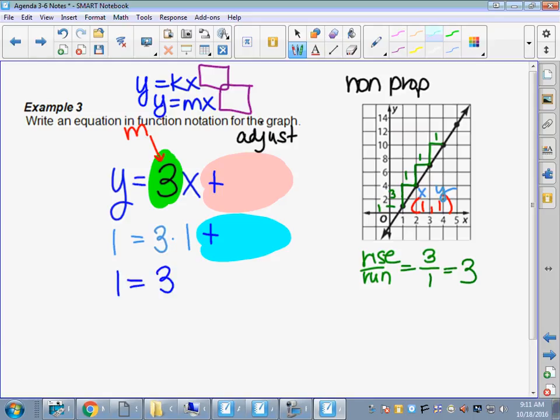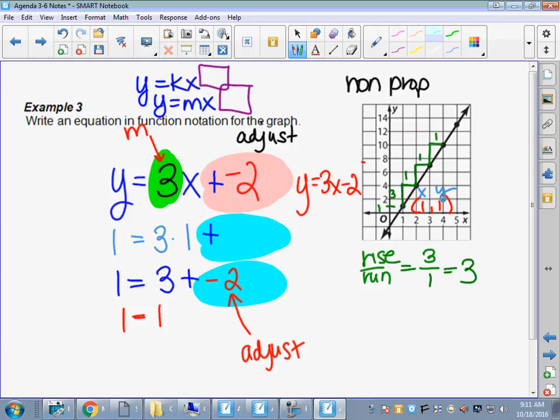1 equals, we know 3 times 1 is 3, right? 1 does not equal 3. What do you have to do to make it so that 1 equals whatever's on that other side? What do we have to put in that highlighted spot to make a true statement? What do you have to add or subtract? A negative 2, right? Now we know that 1 equals 1. So my adjust value is negative 2. So I could say y equals 3x plus negative 2, or y equals 3x minus 2. Either one of those two would be right.